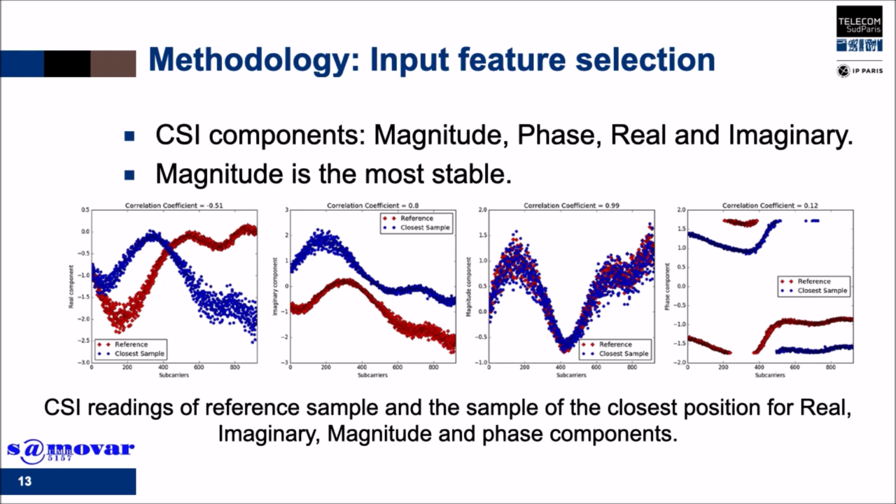The first step in our solution is to choose the input to our learning model. So since we have four components, magnitude, phase, real, and imaginary, we want to choose one or two of the most stable components. These four figures represent readings from the four components recorded at the same position but at different times. We can see that at the most left, the real component, the values differ for the same position. The same with the imaginary, but we can see that the magnitude, they are almost superposing, which gives a good sense of stability, which is not the case of the phase either.